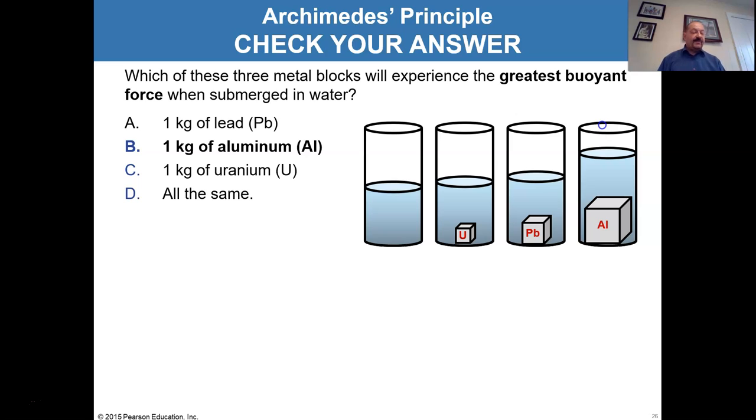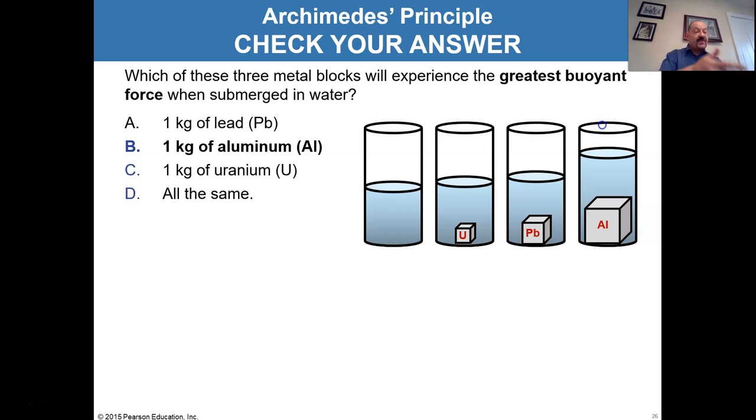So here they are, the 3 blocks, so you can visualize them. The aluminum is going to be much bigger than the lead. The lead will be about twice as big as the uranium almost, and then with no water at all. And because the aluminum is displacing so much more water, it has a greater buoyant force. None of them float because none of them have a buoyant force that's greater than their own weight. So that is why they sink. Also because the density of each of these is much higher than water.